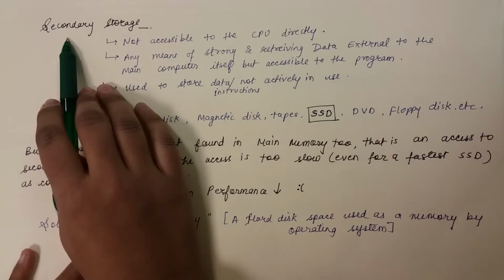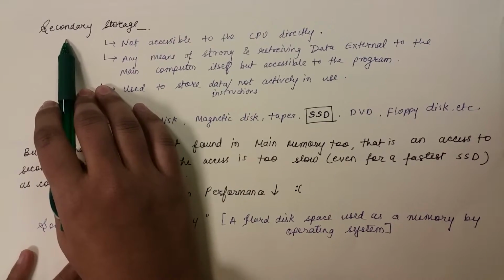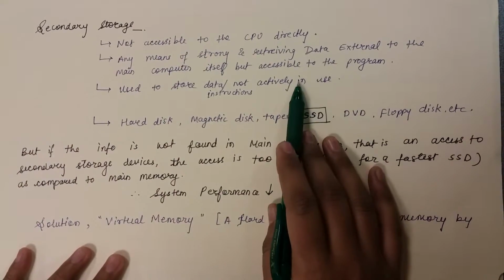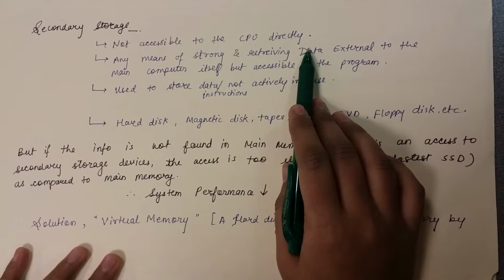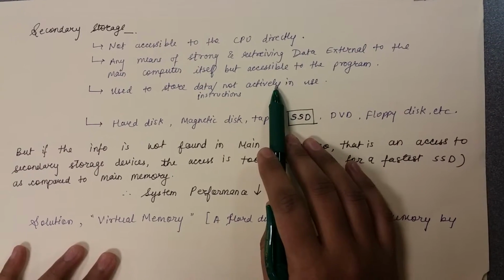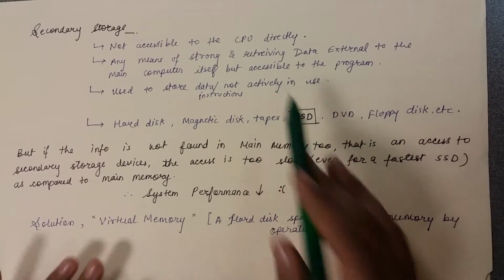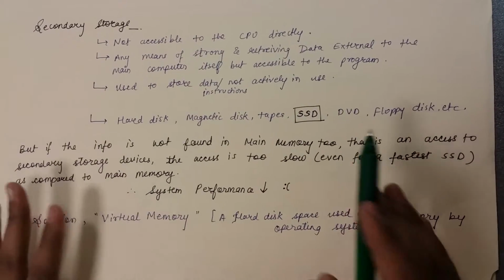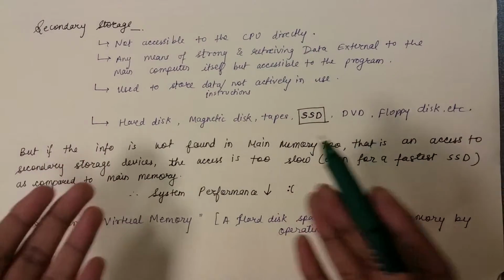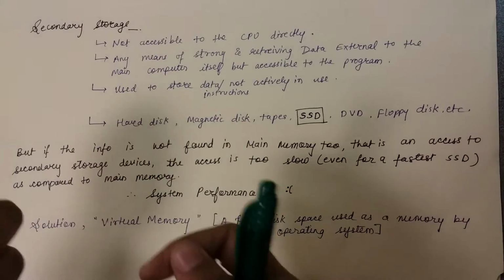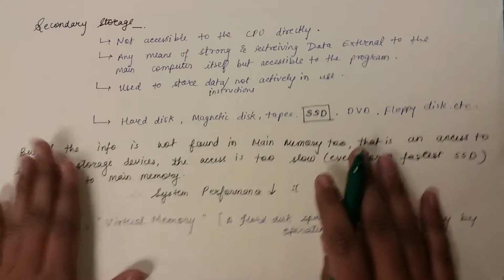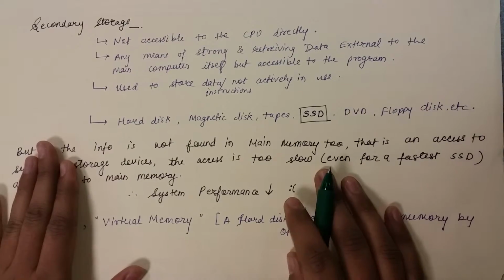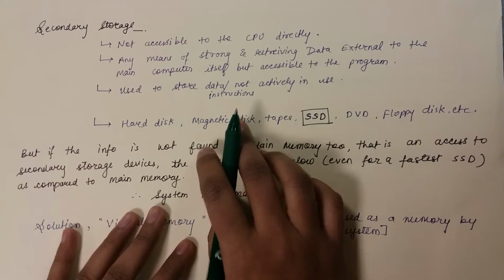Now, coming to the secondary storage, the next level, it is not really directly accessible to the CPU, as we have seen in the library analogy. It is the set of books issued and kept in the drawer. So in order to read a book, you need to take the book out of the drawer, keep it on the desk, and then read it. As in, you need to take the data, keep it in the main memory, and then you can read it.